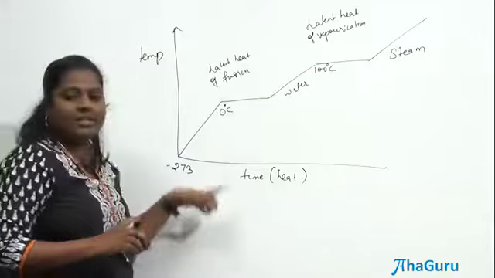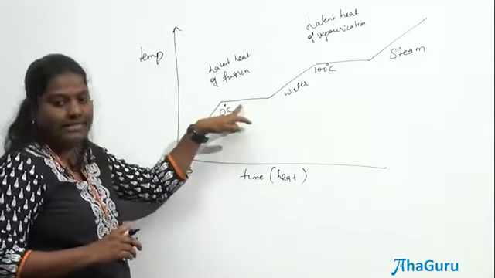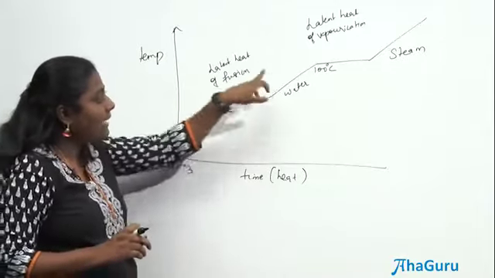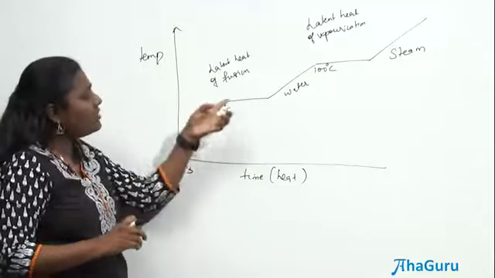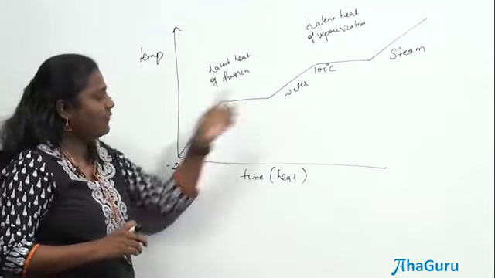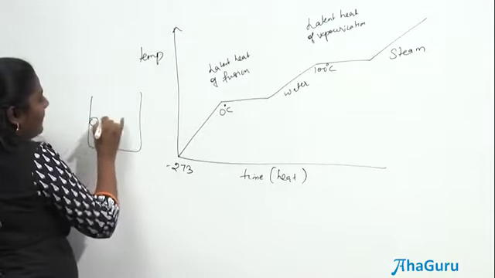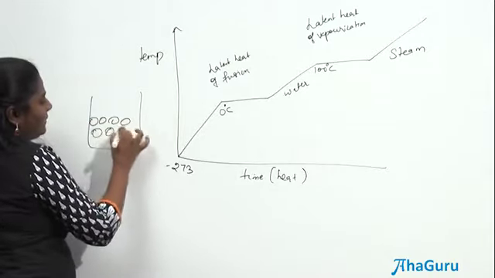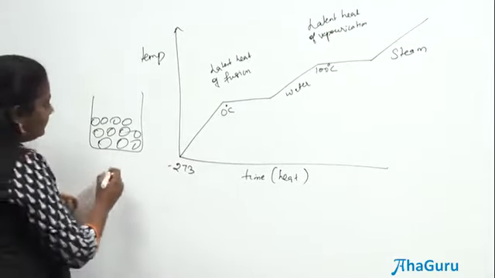Though we are continuously supplying heat energy, the temperature is not rising at this part. Again the temperature is not rising at this part. So we should understand what is happening at this phase. Let's take a beaker with a lot of ice cubes, and I start supplying heat energy to it.